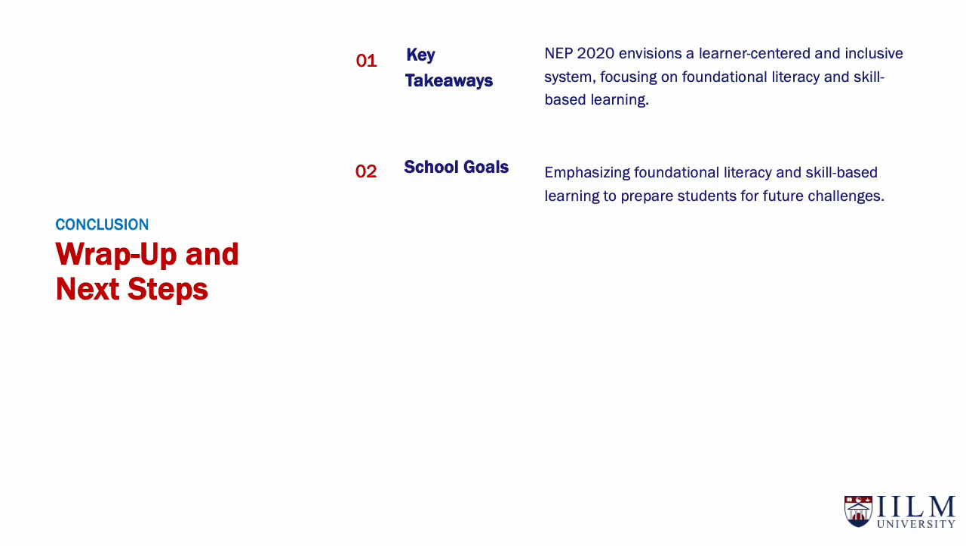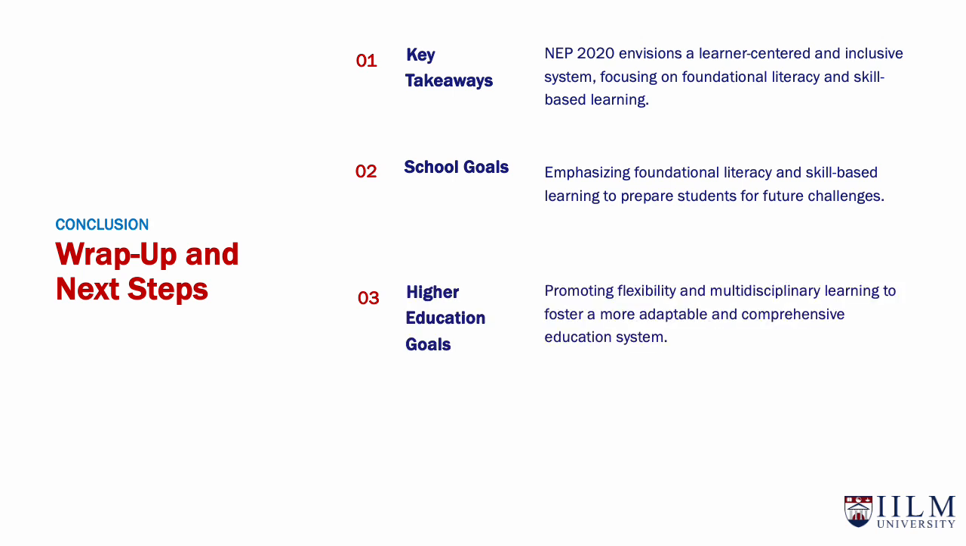In school goals, emphasizing foundational literacy and skill-based learning to prepare students for future challenges. Higher education goals, promoting flexibility and multidisciplinary learning to foster a more adaptable and comprehensive education system.